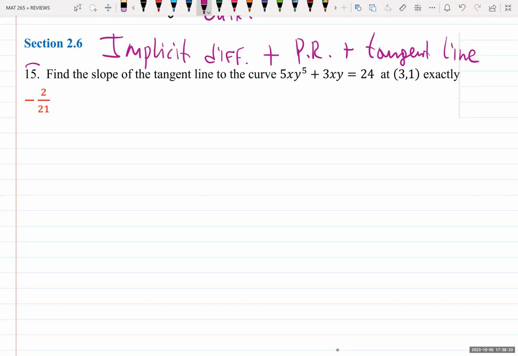Number 15. Step 1. If you see that you need to do implicit differentiation, and why do you need to do it? Because there's no such thing as y equals blah, blah, blah in order to take the derivative. So you just drop the poem of differentiation, differentiate everything. I'm going to take the derivative of the left-hand side and right-hand side. In the left-hand side, I see product rule. Let's divide it into pieces. You could actually do 5 outside and then x times y and so on, but it's fine. Product rule.